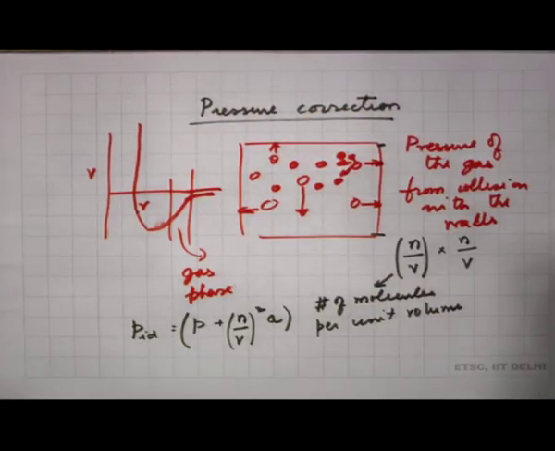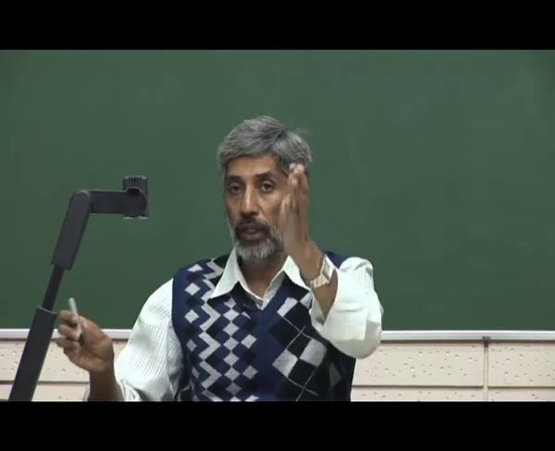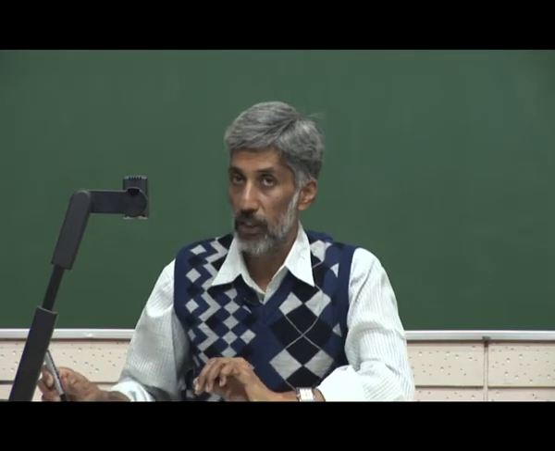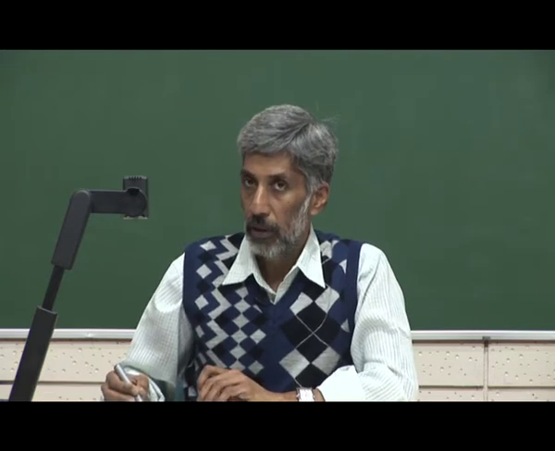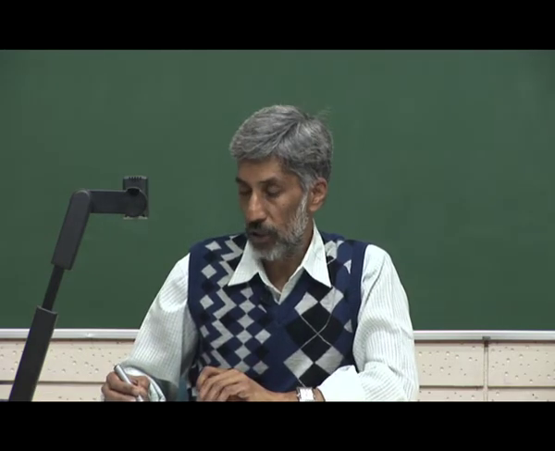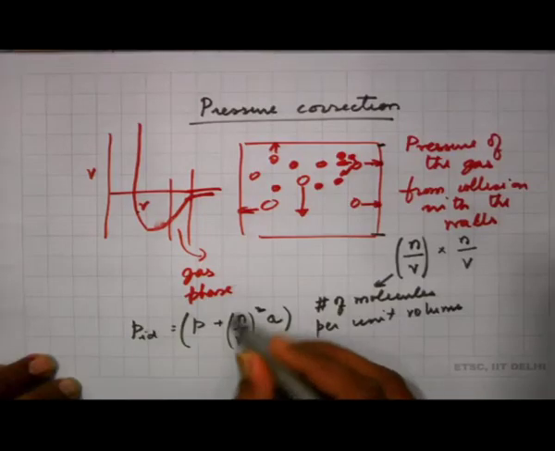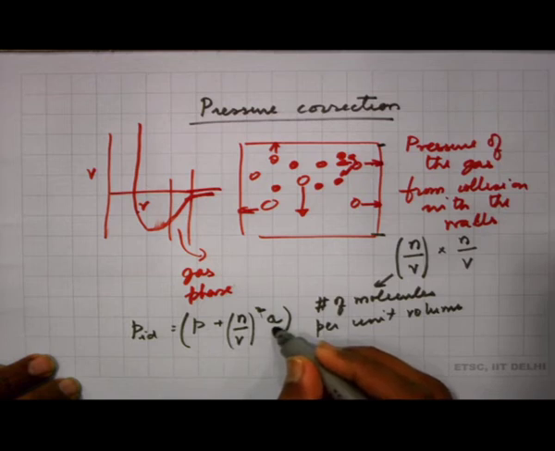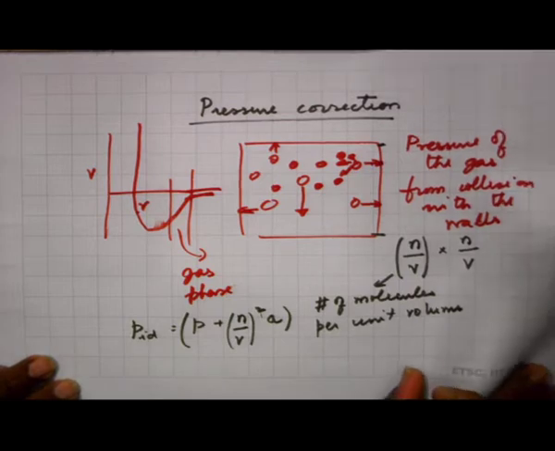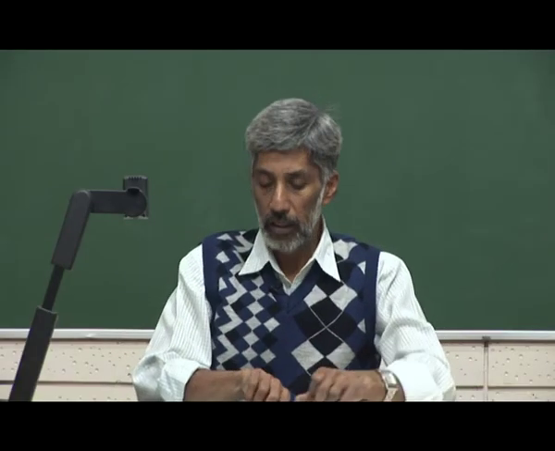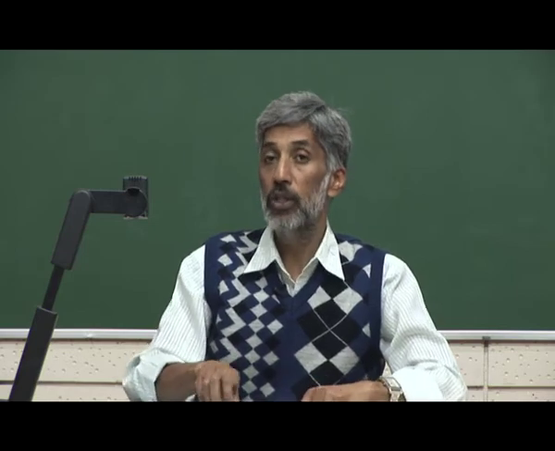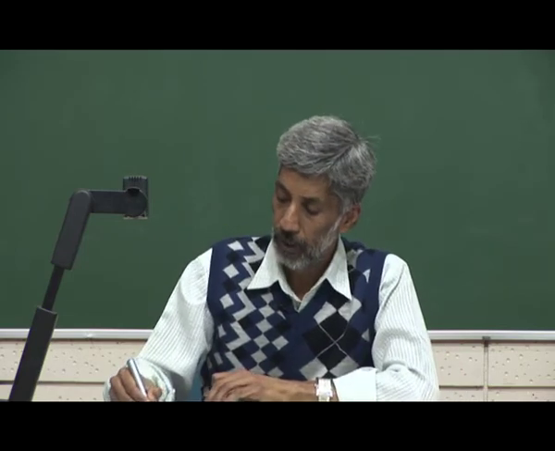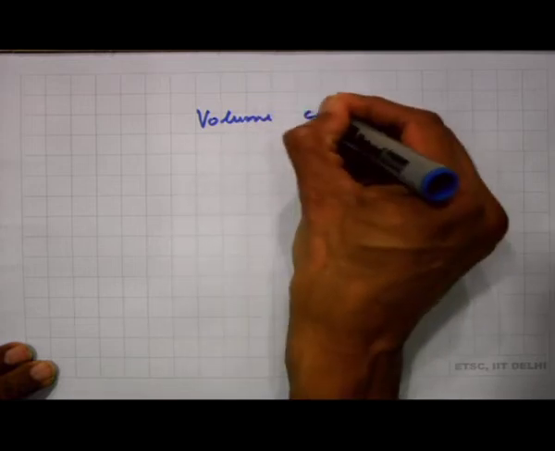So, the pressure correction arises as a result of the attractive force existing between the molecules in the gas phase, and it varies as the square of the number density. It is one factor which is the square of the number density and another factor which is dependent upon the kind of substance that exists. So, that takes care of the pressure correction. The other thing that we have to correct for is the volume, and that is a very straightforward correction.